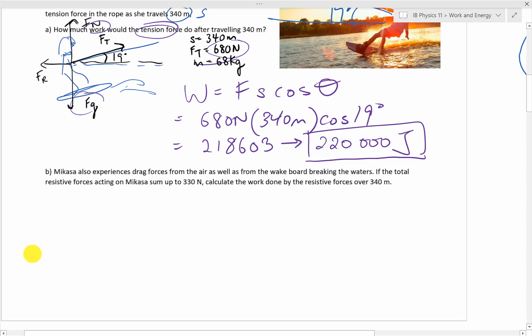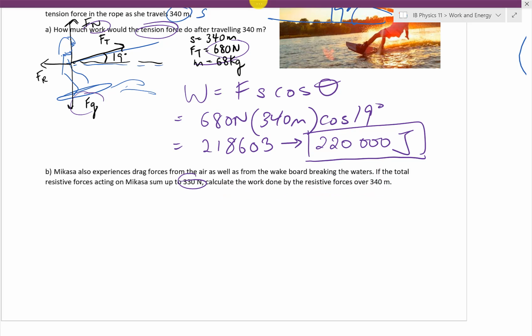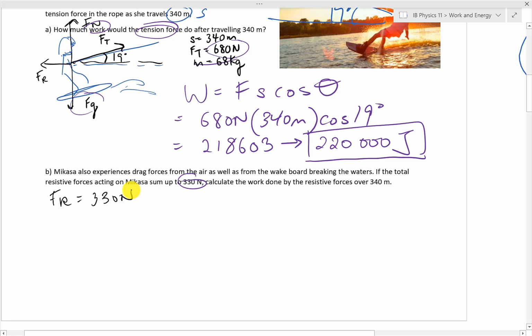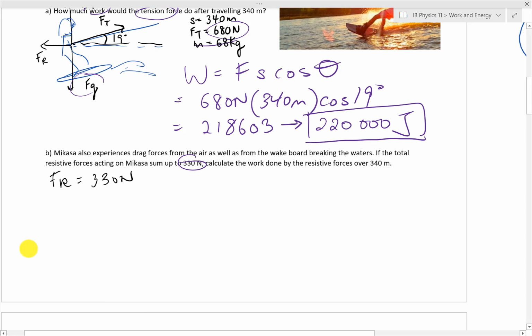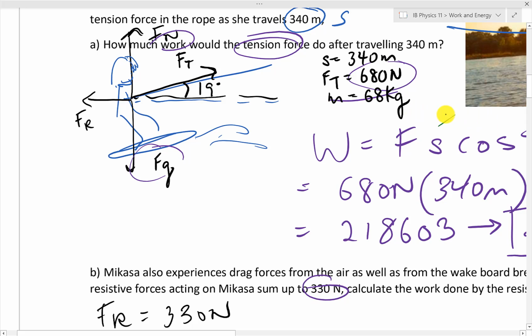Next up, question B. Mikasa also experiences drag forces from the air as well as from the wakeboard breaking the waters. If the total resistive forces acting on Mikasa sum up to 330 newtons, calculate the work done by the resistive forces over 340 meters. Now we know what Fr is, which is the total resistive forces. We have the displacement, and the only thing we don't have is the angle.